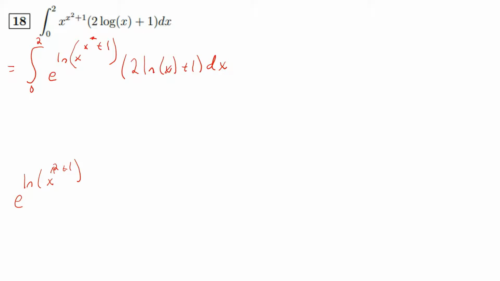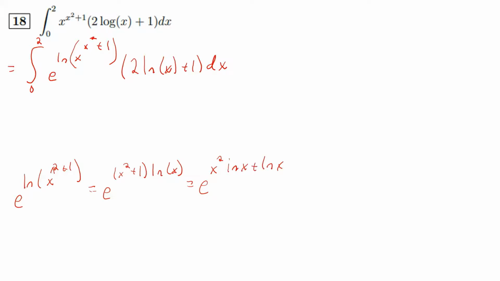So we can actually take this x squared plus 1 exponent and move it to the outside using an ln property. And then since we can't really do anything else, I'm just going to distribute the ln x throughout this entire x squared plus 1. So it becomes e to the x squared ln x plus ln x.